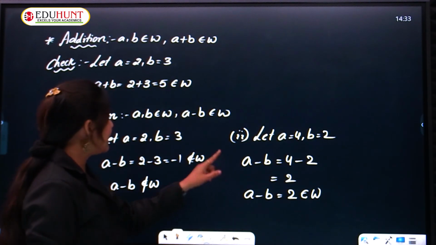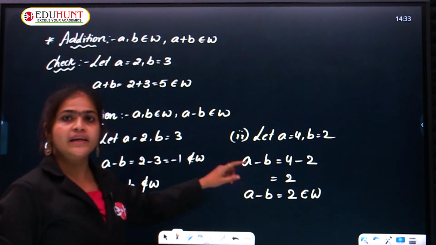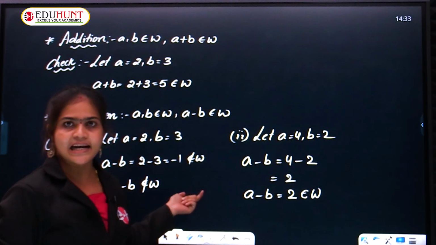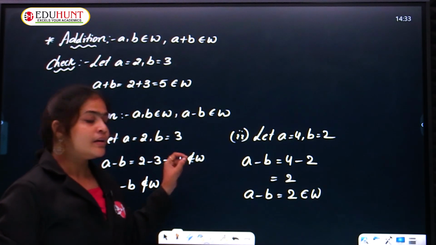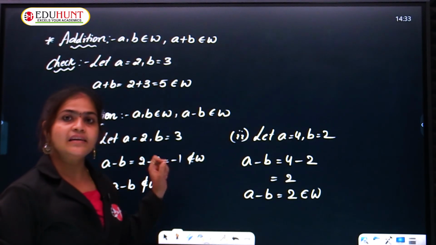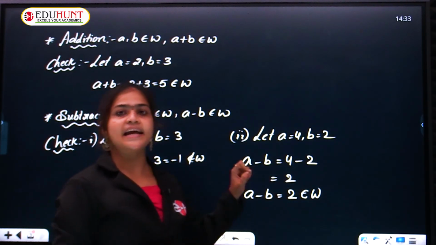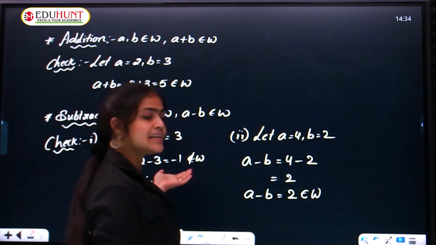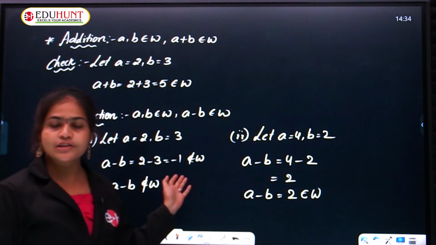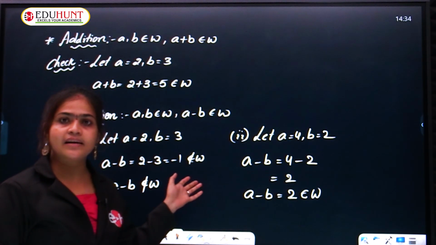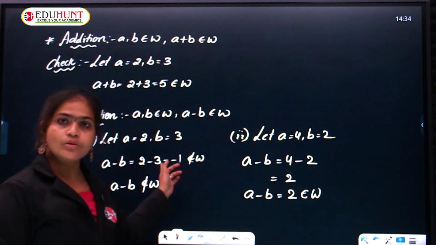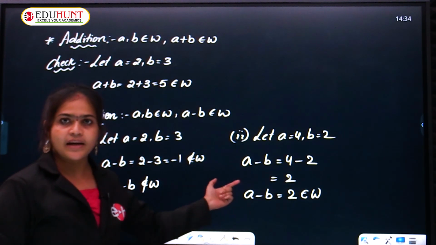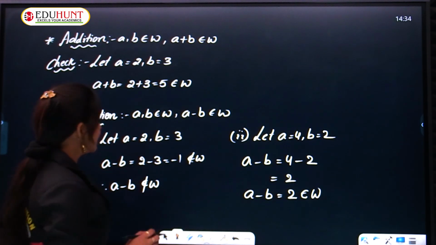Okay, which means in one case that is satisfying, in another case that is not satisfying. What we told? A property satisfies means in all cases it should be satisfied. But here in one case it is satisfying, but in another case it is not satisfying. Understood? That's why we can say that whole numbers are not closed under subtraction. Understood? Next, see multiplication.